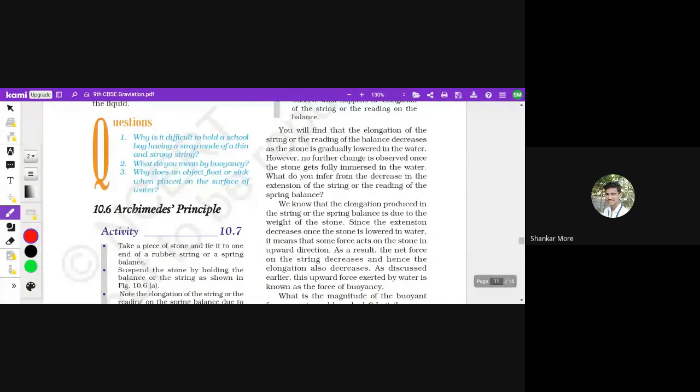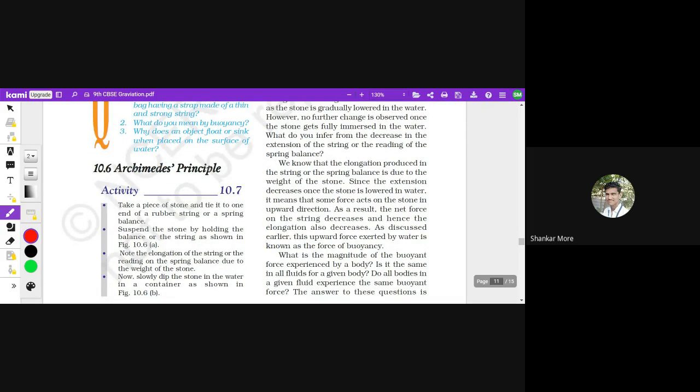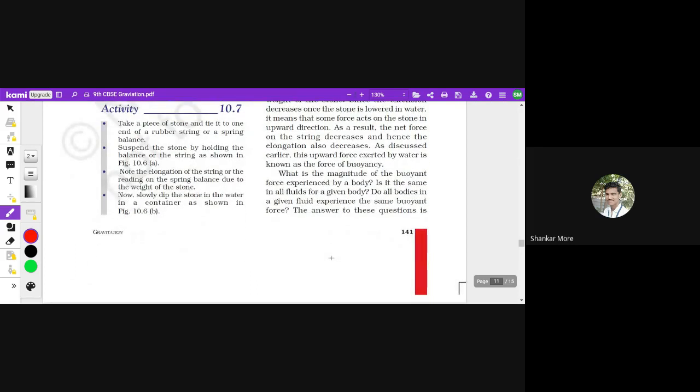So you will find that the elongation of the string or the reading of the balance decreases as the stone is gradually lowered in the water. However, no further change is observed when the stone gets fully immersed in the water. What do you infer from the decrease in the expansion of the string or the reading of the spring balance? We know that the elongation produced in the string or the spring balance is due to the weight of the stone. Since the extension decreases once the stone is lowered in the water, it means that some force acts on the stone in the upward direction. As a result, the net force on the string decreases and hence elongation also decreases. As discussed earlier, this upward force exerted by water is known as the force of buoyancy.